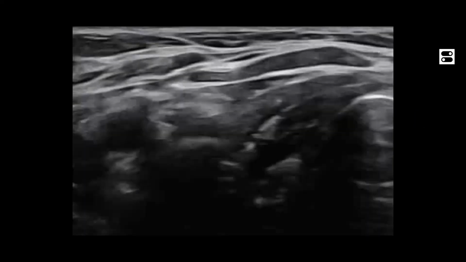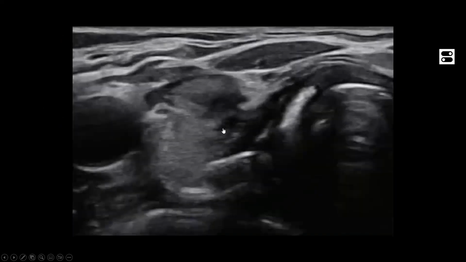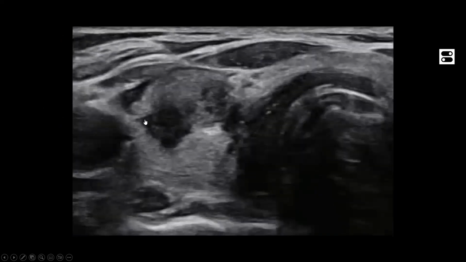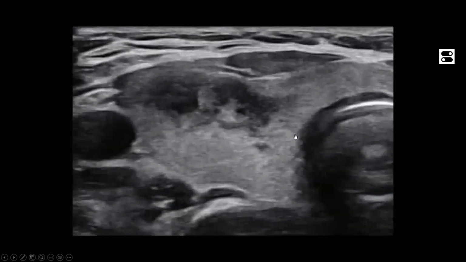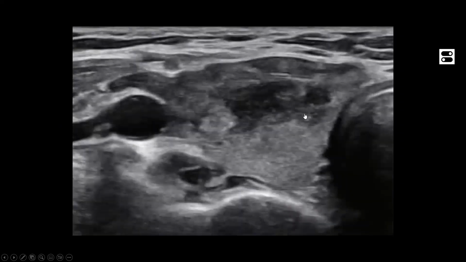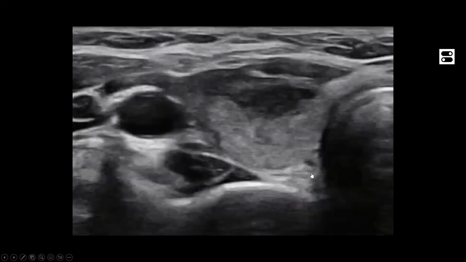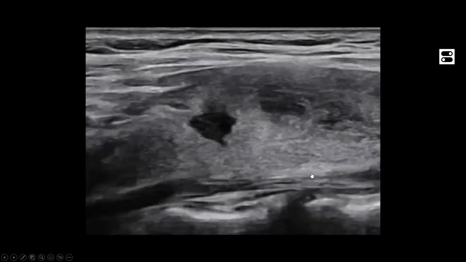Let's look at the transverse ultrasound video. I will now show you the longitudinal ultrasound video. In the longitudinal view, the cancer in the lower thyroid appears somewhat better defined.